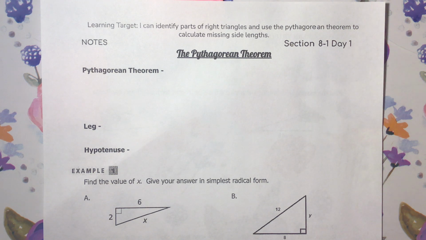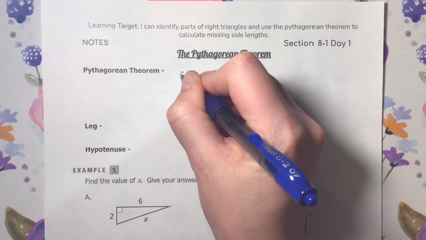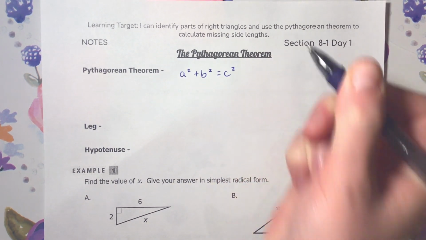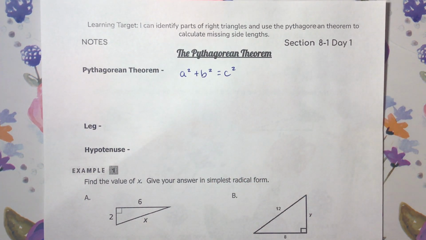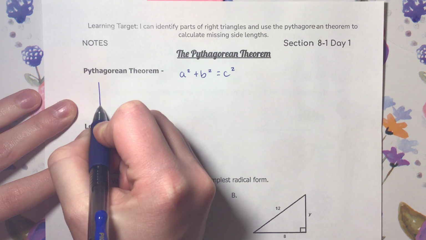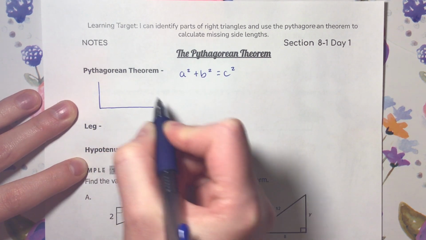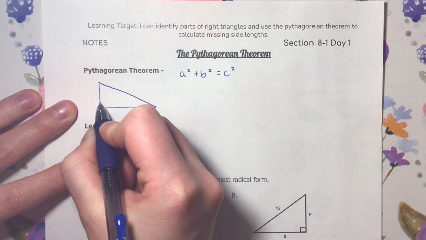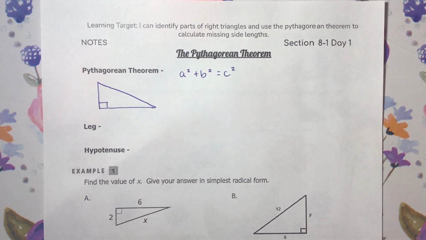So let's just jump right into it. What is the Pythagorean Theorem? Well, the Pythagorean Theorem is essentially a formula. It is a squared plus b squared is equal to c squared. But what does that mean? All right, so what this means is I'm going to have a triangle, and it has to be a very particular type of triangle. This will not work for just anything. It must be a right triangle.